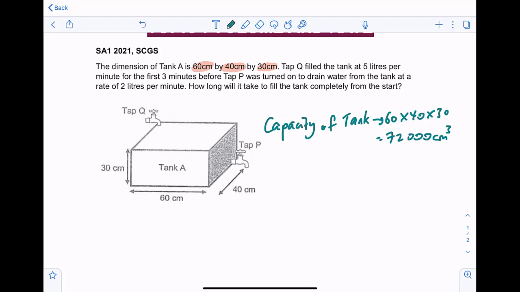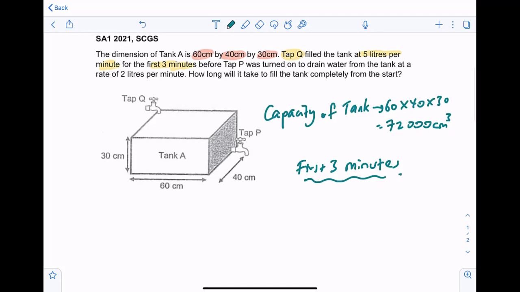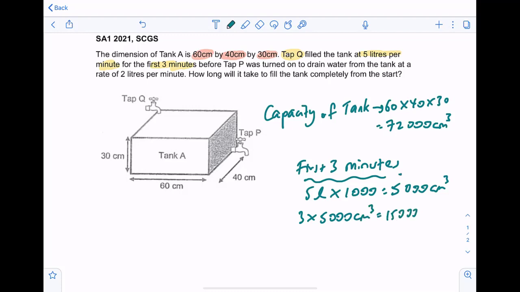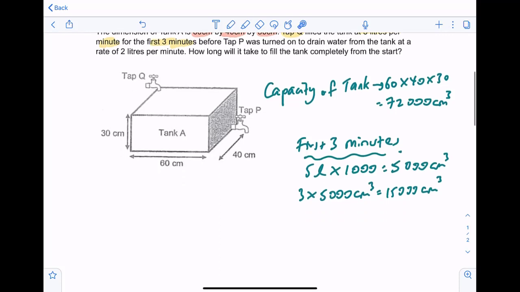Now, for the first 3 minutes, tap Q was turned on, right? Tap Q was turned on at 5 liters per minute for the first 3 minutes. So tap Q is able to fill up 5 liters per minute. 5 liters is 5 liters times 1,000. That will be 5,000 cubic centimeters per minute. And that will be for 3 minutes. So 3 multiplied by 5,000 is 15,000 cubic centimeters, and this is just for the first 3 minutes.